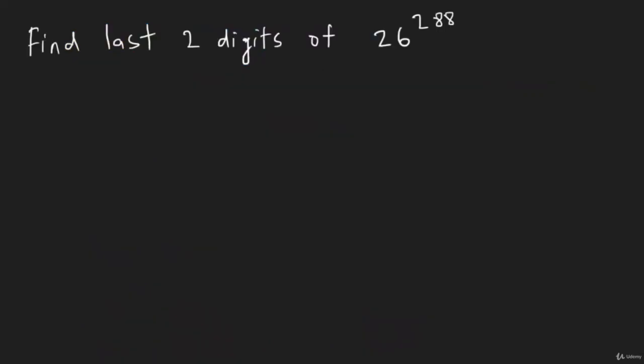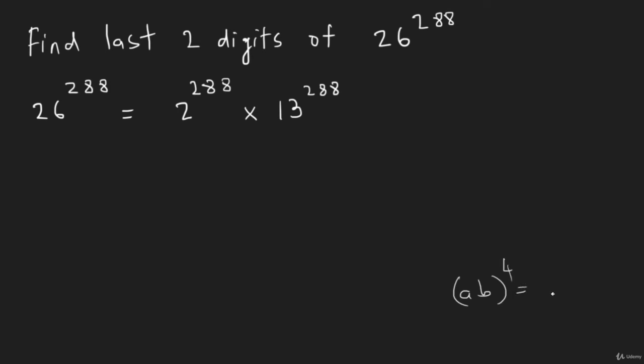Let's do this question. Find the last two digits of 26 to the power 288. Now I can write 26 to the power 288 as 2 to the power 288 into 13 to the power 288. Why is that so? Because if I have AB to the power 4, I can write it as A to the power 4 into B to the power 4. Using this rule, 26 is equal to 2 into 13. So I am writing 26 as 2 into 13. Therefore, this expression becomes 2 to the power 288 into 13 to the power 288.